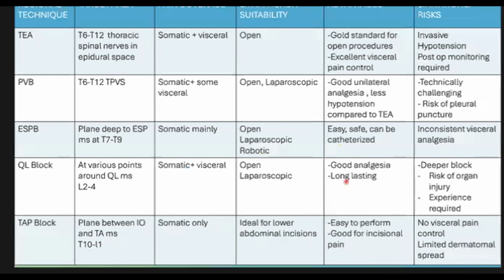This is just a tabular format of the various modalities of regional anesthesia for radical nephrectomy, and the target areas that are required for the block, the pain coverage that they provide, the surgical approach suitability of those techniques, and the advantages and the limitations or risks associated with it.